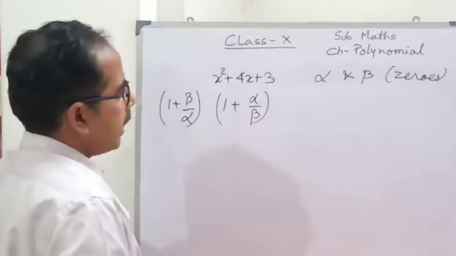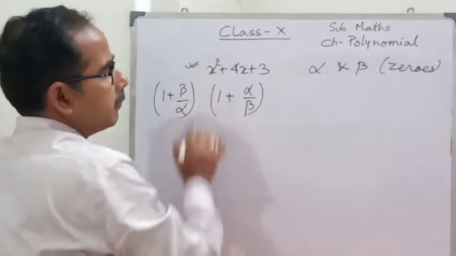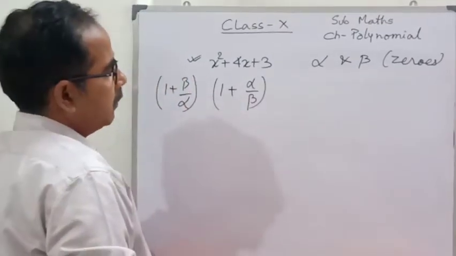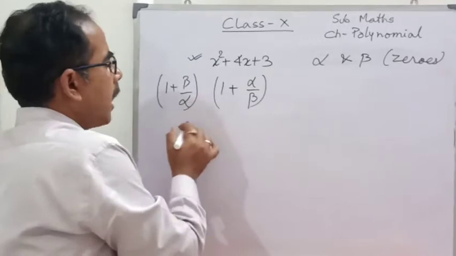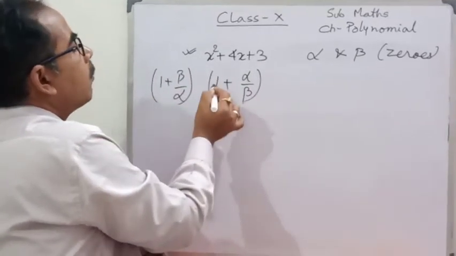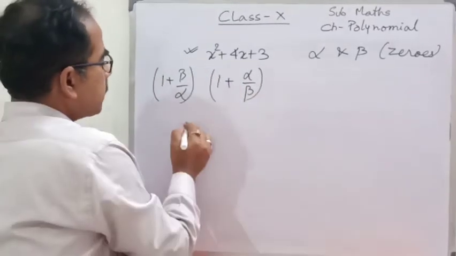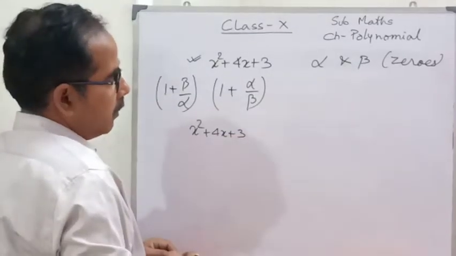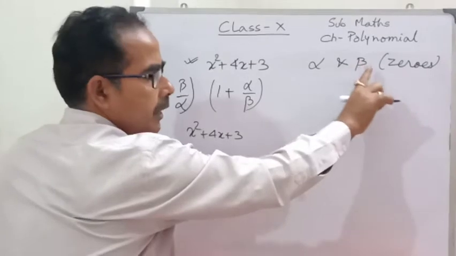How to do this type of maths? Once again I am repeating the question. This is the given polynomial whose zeros are alpha and beta. We have to frame another polynomial whose zeros are in this way, that is 1 plus beta by alpha and 1 plus alpha by beta. So from this expression x square plus 4x plus 3, alpha is one of the zeros, beta is another zero.